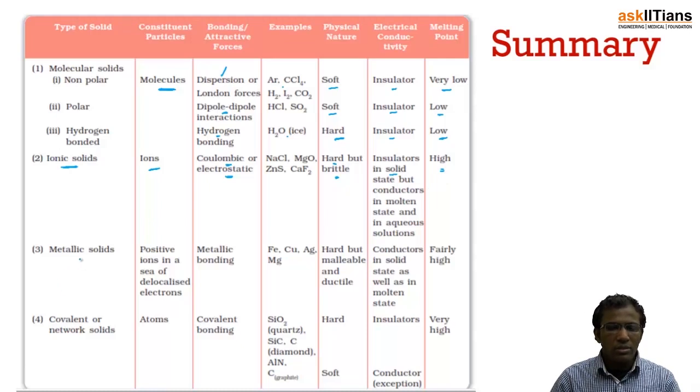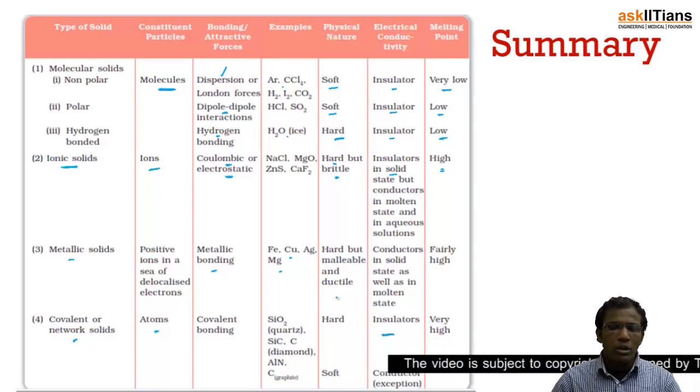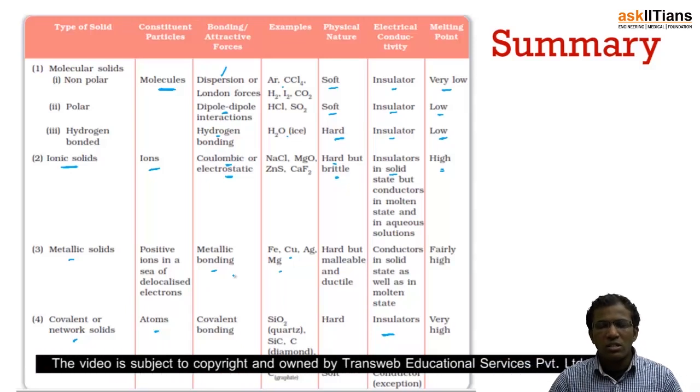And third, in this video, I discussed metallic solids and covalent solids, and I discussed the constituent particles. In covalent solids, there are atoms, but here it is positive ions in a sea of delocalized electrons, and here the attractive forces are also given. It is metallic bonding, and here it is covalent bonding, and these are metals: iron, copper, silver, and here diamond, graphite, quartz are examples. Okay. So the physical nature, melting point, and electrical conductivity are also given here. So this is all about the classification of crystalline solids.